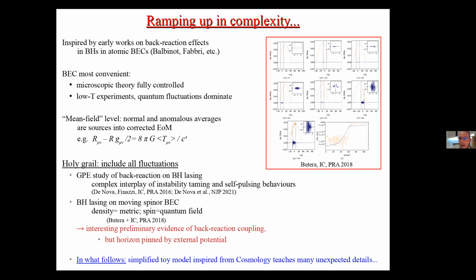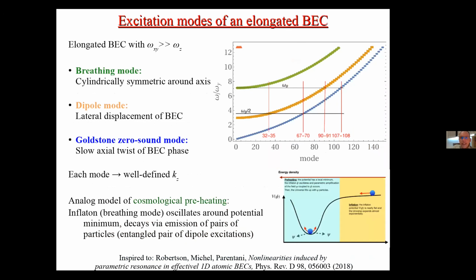What I will try to present to you now is some investigation trying to include all fluctuations of this emission back onto the effective space-time. In order to do this, we consider a simplified geometry that people in cosmology will recognize as a sort of preheating stage of the universe evolution.